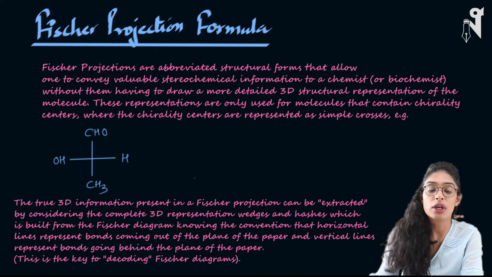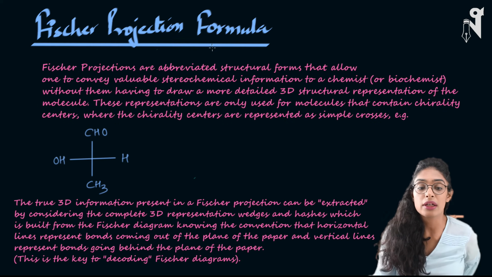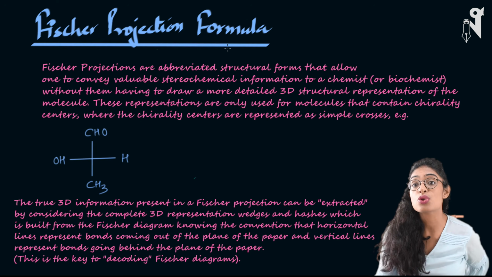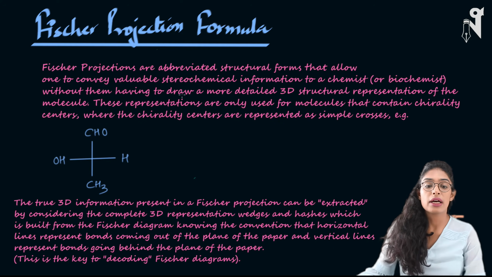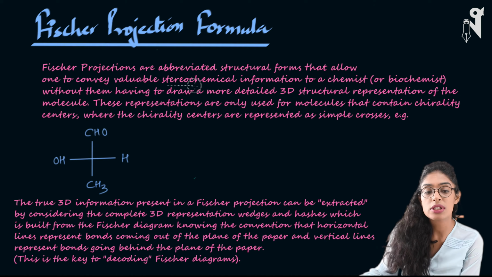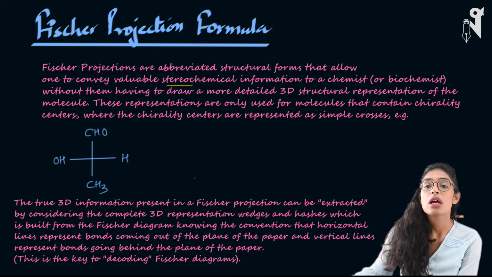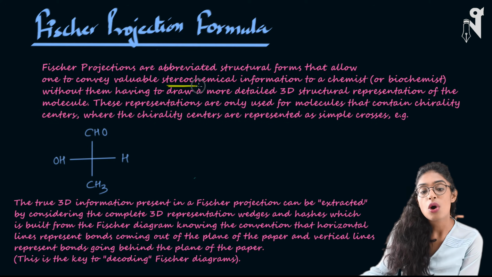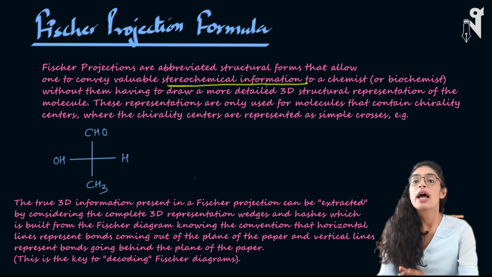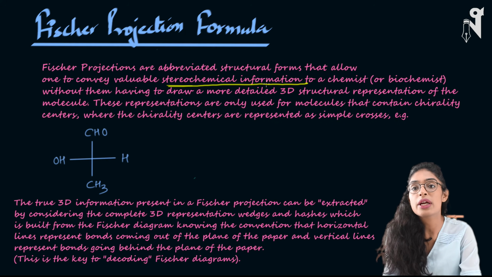As I mentioned, the Fischer projection is especially for those compounds which are chiral. So we cannot draw Fischer projections of structures which are not chiral, as in which do not contain chirality. Basically, the molecule must be chiral, and only then can we draw the Fischer projection. Fischer projections give us a lot of stereochemical information. What do I mean by stereochemical information? A lot of information with respect to the orientation of the molecules as well as what configuration they contain.